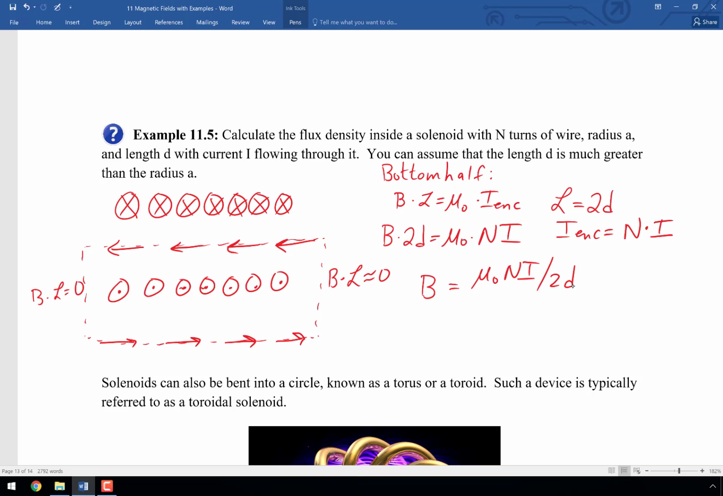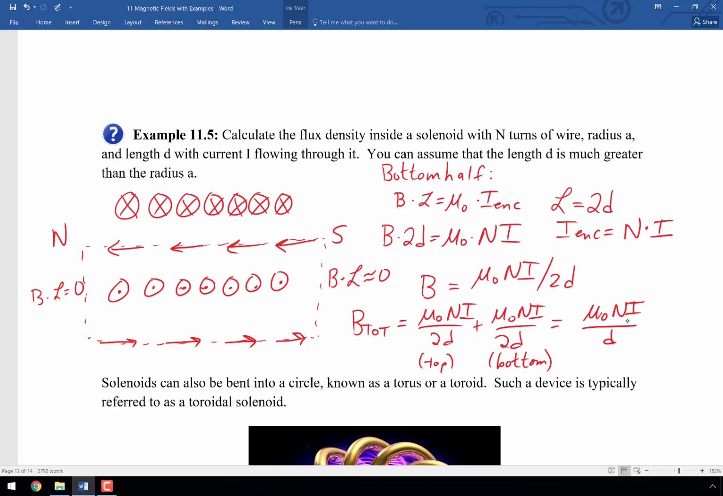And as a matter of fact, you can again use the right-hand grip rule to prove that both the top half and the bottom half are pushing the current going to the left. And again, I just want to emphasize, the way that I've drawn this by accident, the north pole is on the left, south pole is on the right. So the total B is equal to mu sub 0 Ni over 2D plus mu sub 0 Ni over 2D, where this is from the top and this is from the bottom. And when we add those two together, we get mu sub 0 Ni over D. And that is our final answer for the strength of the magnetic flux density inside this solenoid.